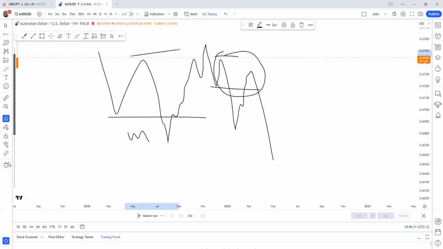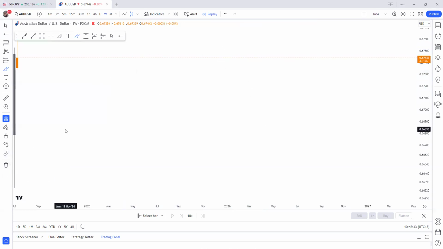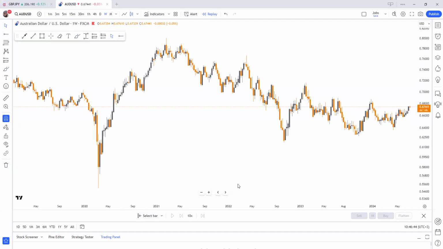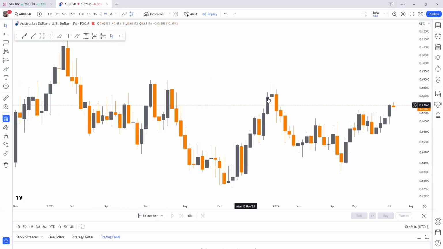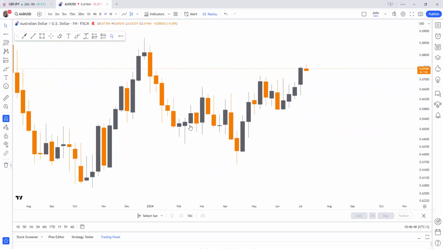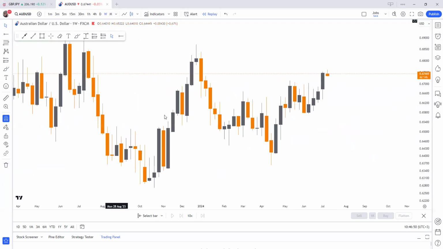So that's it. Without wasting our time, let us proceed with some few examples. So we'll be checking in the continuations as well as the reversals. So this is our AUD USD. As you can see, we had the reversal around this point.